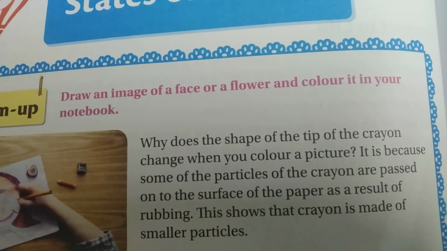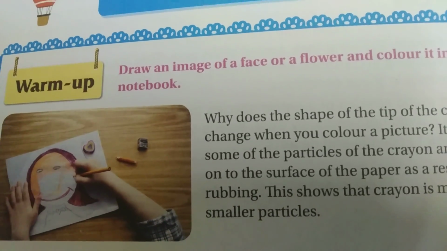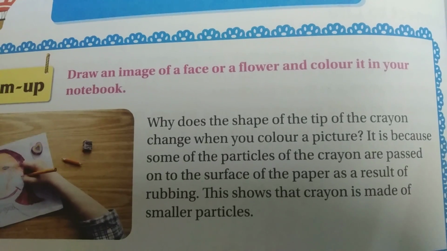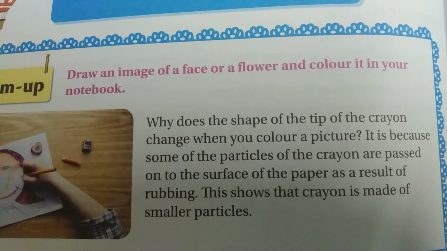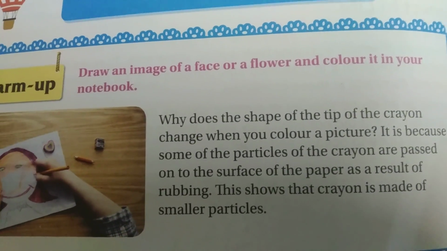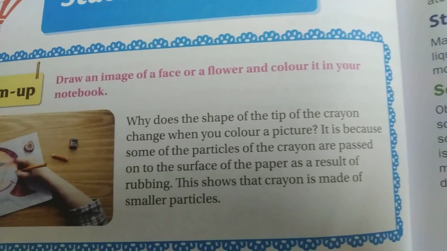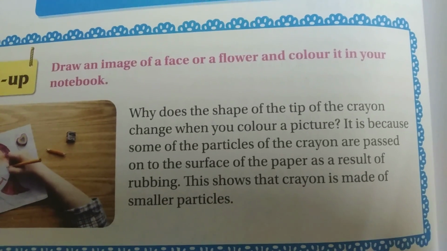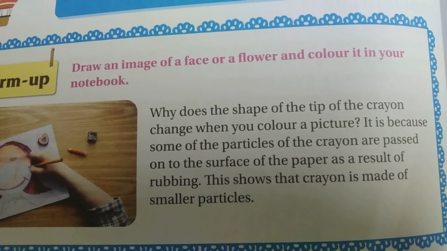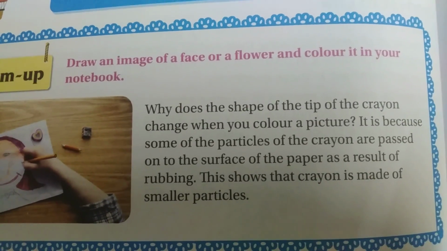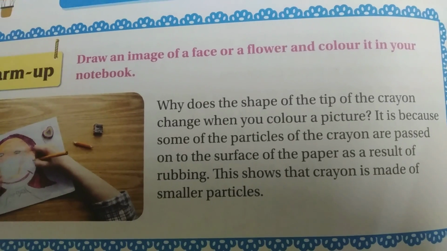Draw an image of a face or a flower and color it in your notebook. Why does the shape of the tip of the crayon change when you color a picture? Yes, when you color the picture, the tip of the crayon will change. It is because some of the particles of the crayon are passed onto the surface of the paper as a result of rubbing. This shows that the crayon is made of smaller particles.